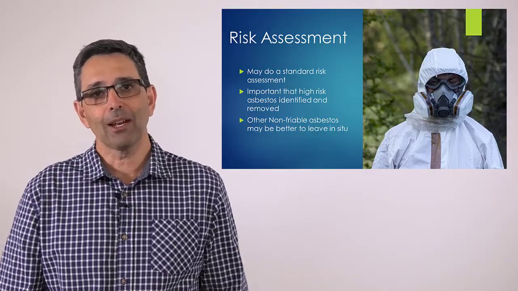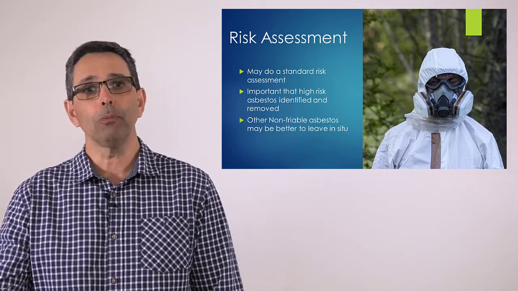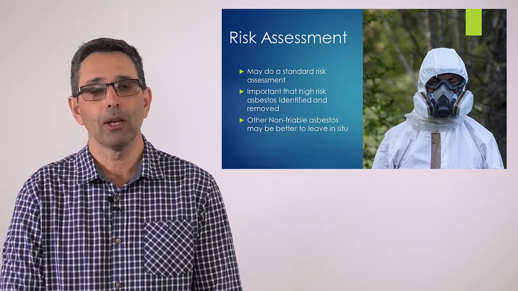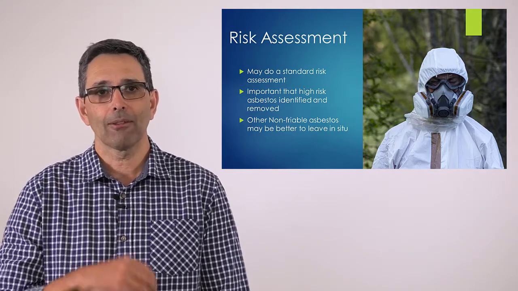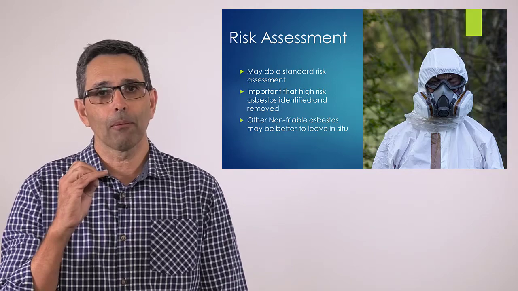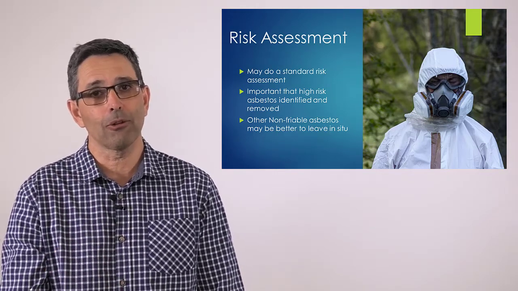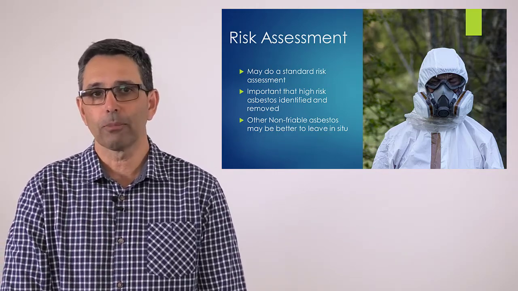So once we identify that there is asbestos or assume that there is asbestos present in our building, we may do a further risk assessment on that actual asbestos. It's important that we identify the high risk asbestos, like the friable asbestos, and that really should be removed. Some other types of non-friable asbestos, if they're very well contained and not likely to be disturbed, may actually be better left in place, so that the process of removing it is not riskier than leaving it there. That can be part of the risk assessment as well.